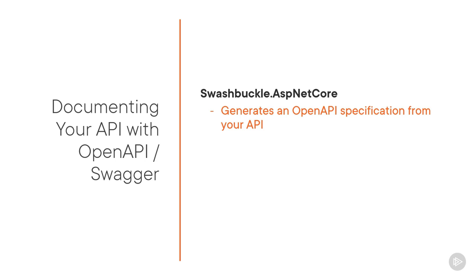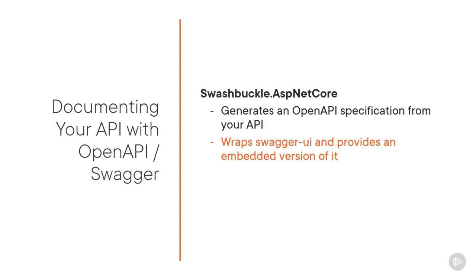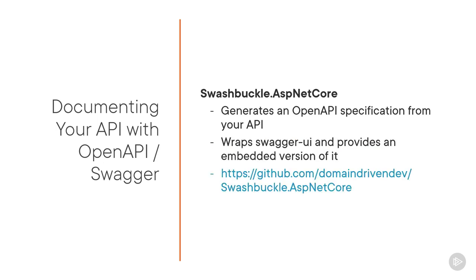And secondly, it acts as a wrapper around Swagger UI. It provides an embedded version of it which is driven by the generated OpenAPI specification. And that is a match with our second requirement. So, if we add Swashbuckle.ASP.NET Core to our API project, we get both of these. Let's have a look at a demo for that.